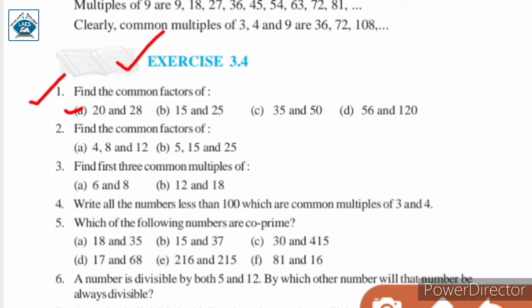So in this question we have to find the common factors of 20 and 28. For that, first of all we will find the factors of 20 and the factors of 28, and after that we will find the factors which are common in both, in 20 and 28. So let us see the solution.